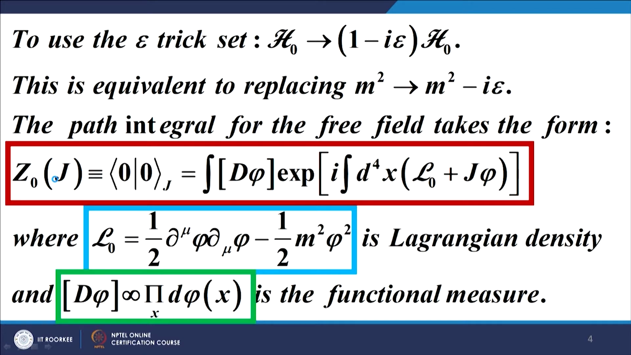And we wrote down the expression for the generating functional, as in the red box here, where we introduced a source term J phi. The free field Lagrangian is the blue box, and the path integration element now takes the path integration over all the field configurations.